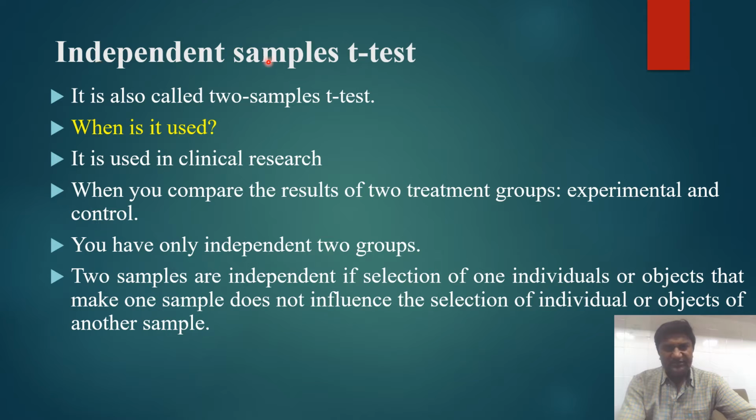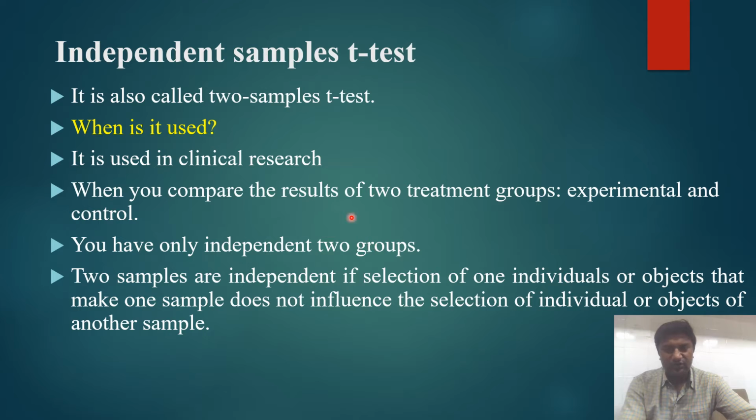The independent samples t-test is also called the two-sample t-test. When is it used? Many researchers have the problem of which test to use on the data. It is used in clinical research when you compare the results of two treatment groups, one the experimental group and the other the control group. So you have only two independent groups.